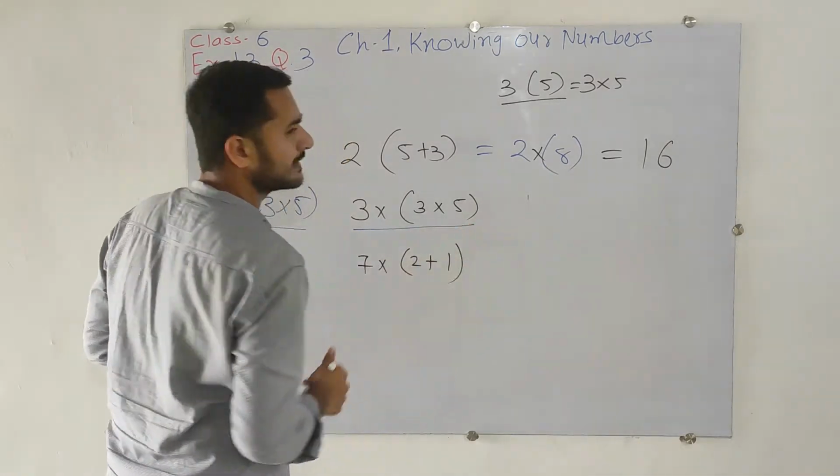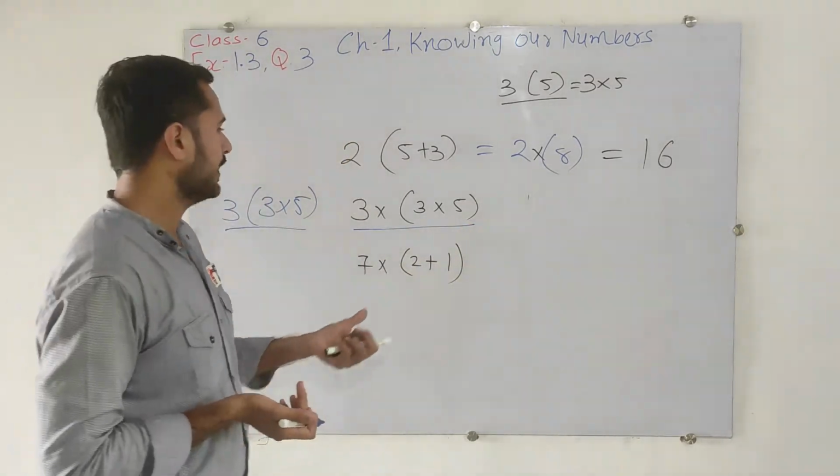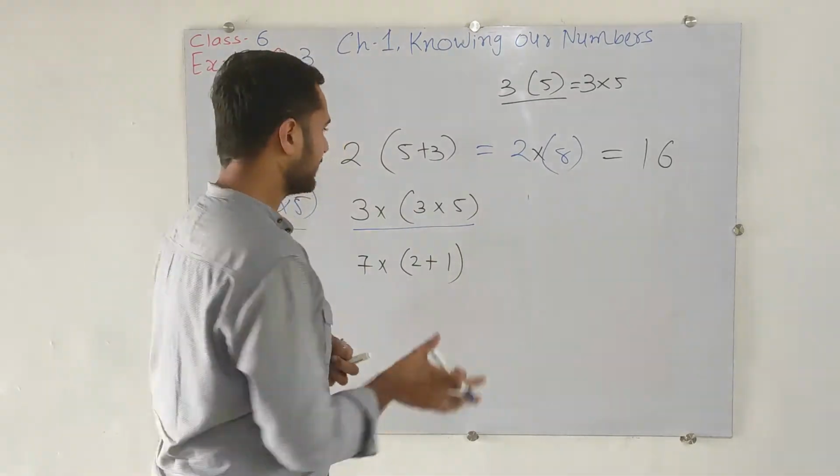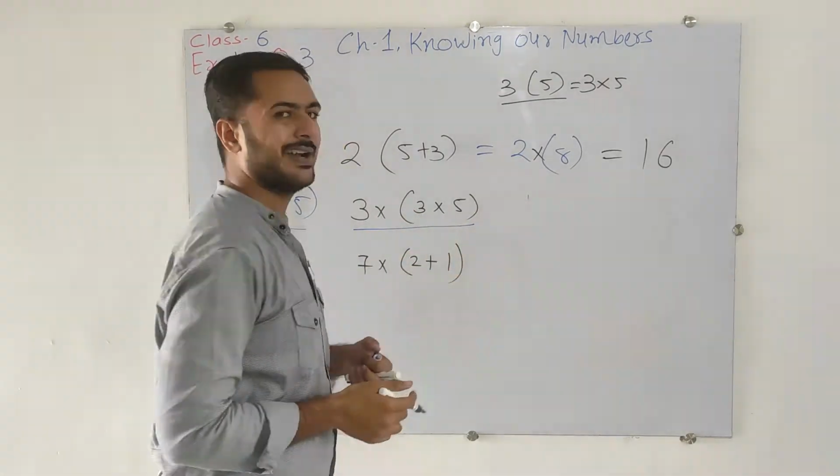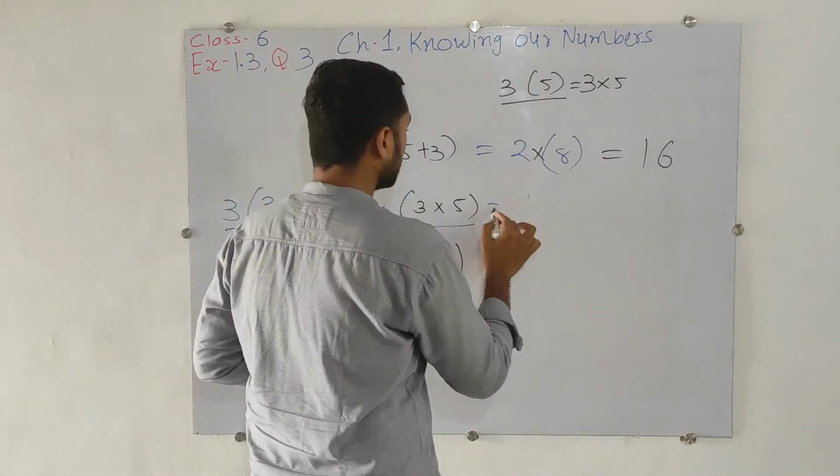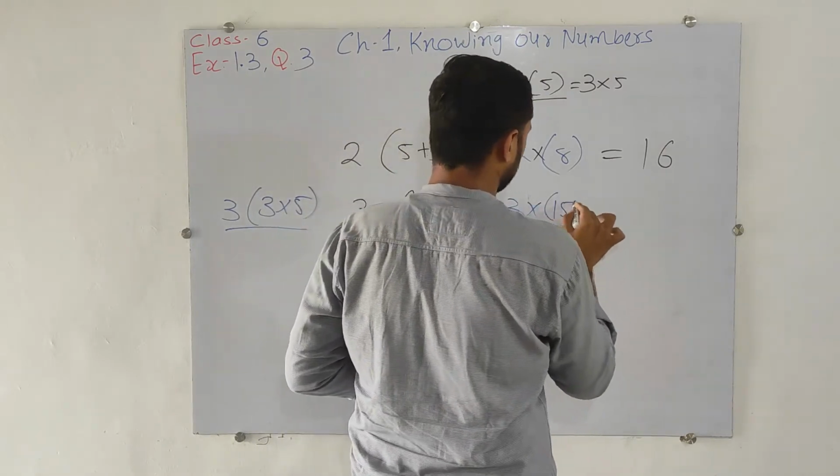These both are same. So here, first of all, we will solve the bracket. It means this one. Here, 3 multiplied by 5 means 3 5s are, that is 15. So I will write 3 multiplied by bracket 15.